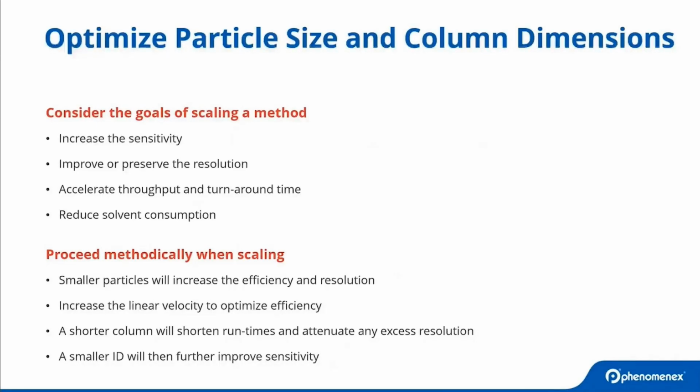We do want to go about this step by step, but thankfully now we have the tools to do it. We'll begin by addressing the particle size, after which we will address the linear velocity with respect to the particle size that we're choosing, and then we can go about scaling it with respect to both a shorter column when speaking to the length of the column, and of course, we'll address the ID of the column.